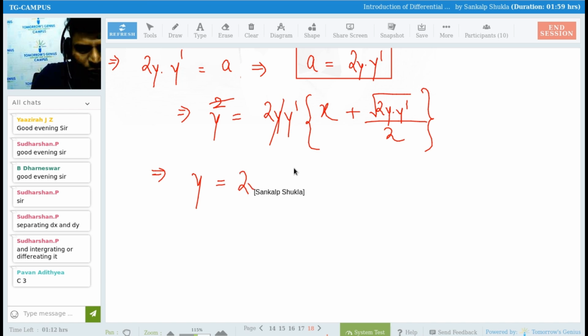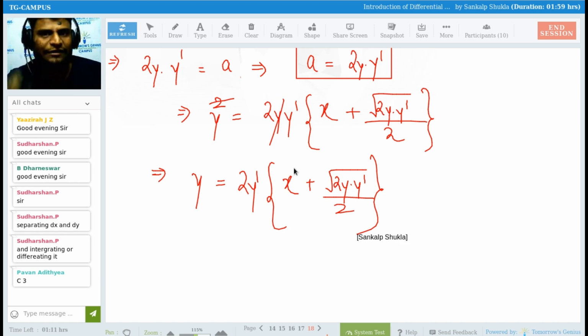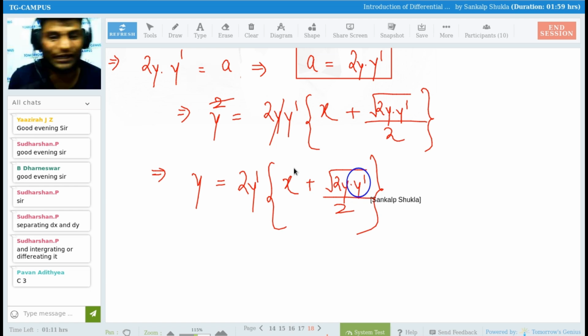So it is y is equal to 2y dash into x plus root 2y y dash by 2. So we are having our differential element inside the root. Just see this, we are having y dash inside the root. That is not allowed because we cannot find the degree if something like this has happened. So what are we supposed to do?